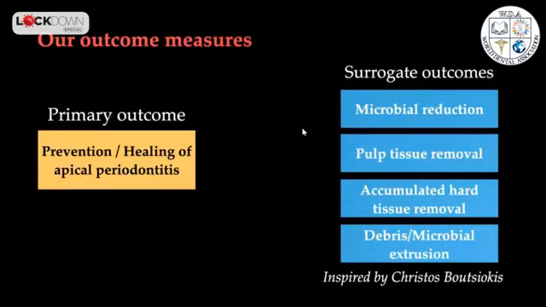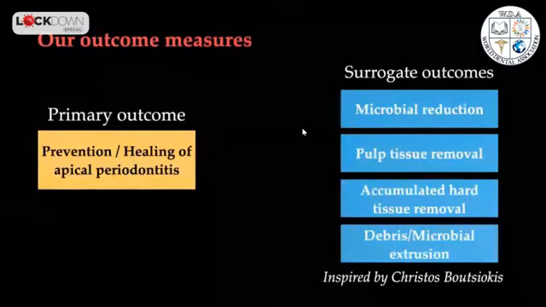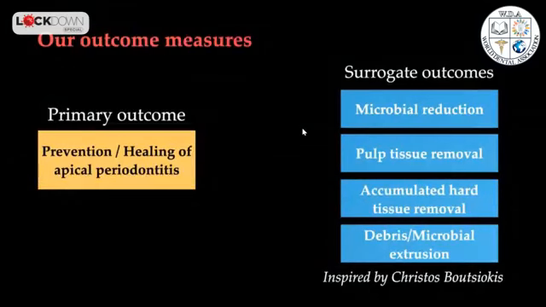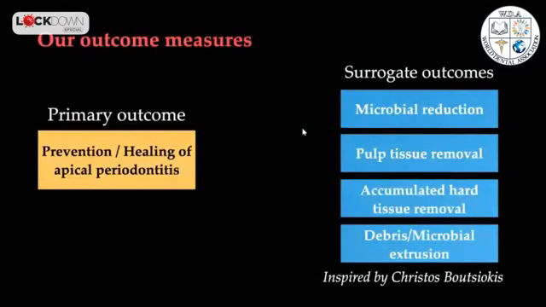So what are the surrogate outcomes? It can be microbial reduction. It can be how much pulp tissue we remove, the removal of smear layer or hard tissue debris, as well as extrusion of microorganisms and debris.